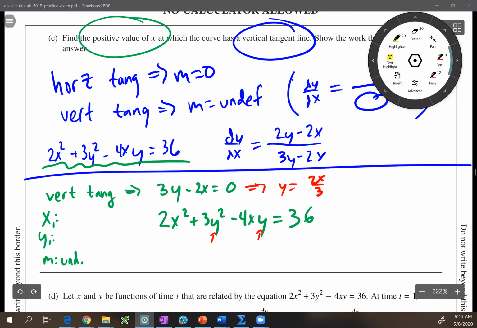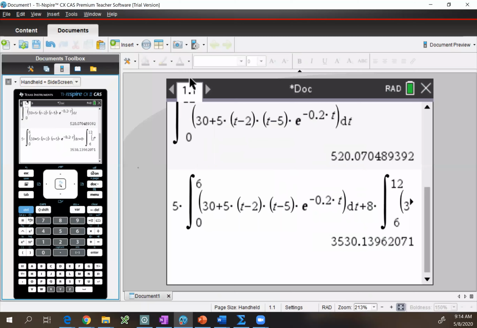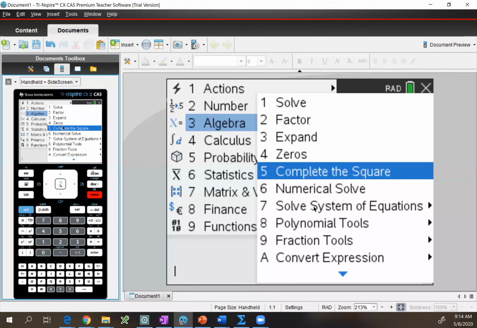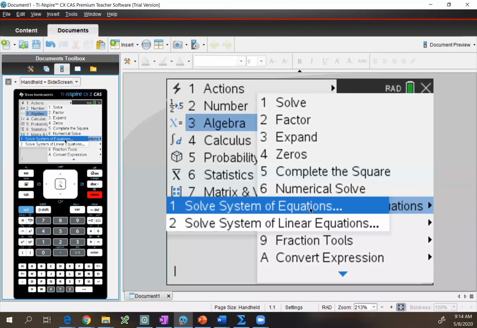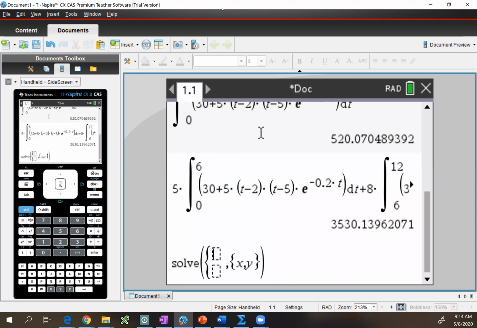But luckily for us, we do have graphing calculators, and so that makes this question so much easier as long as we know how to use it. So we can go to Menu, Algebra, and Solve System of Equations. We have two equations. The first guy we had was 3y minus 2x equals 0.